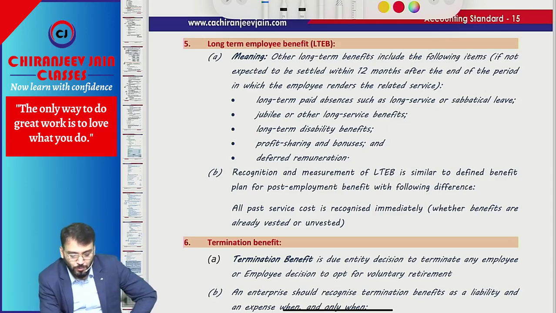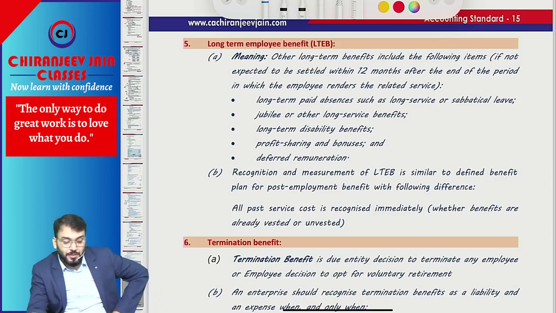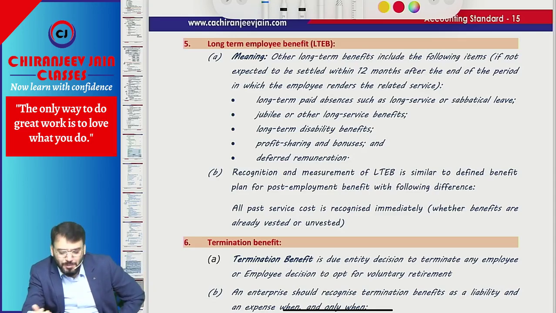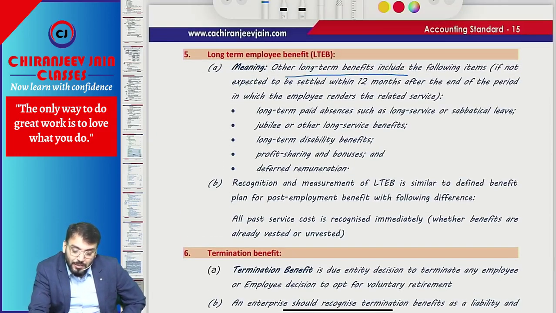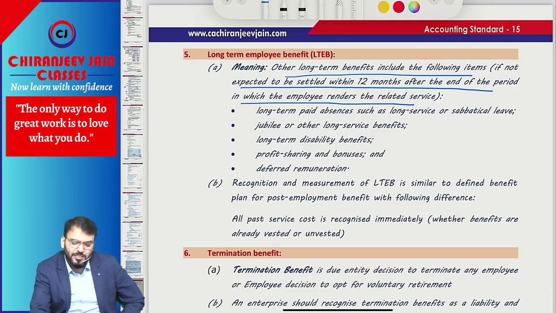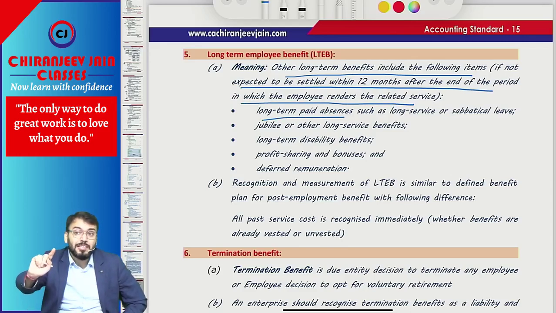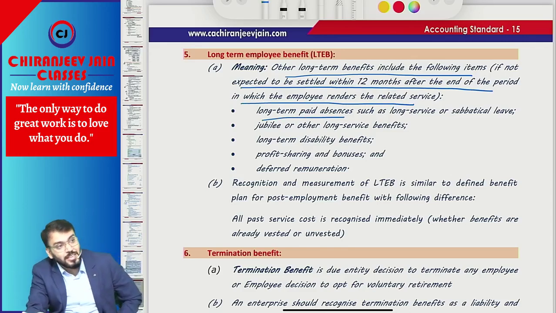Okay, two points we will also take, then we'll close. Long-term employment benefit is any benefit which is payable after 12 months from the reporting date but before retirement. It is not a post-employment benefit plan. Other long-term benefits include the following items which are not expected to be settled within 12 months after the end of the reporting period in which the employer renders the related services. This will include long-term paid absences, means any absence which can be carried forward after 1 year. That is also what?